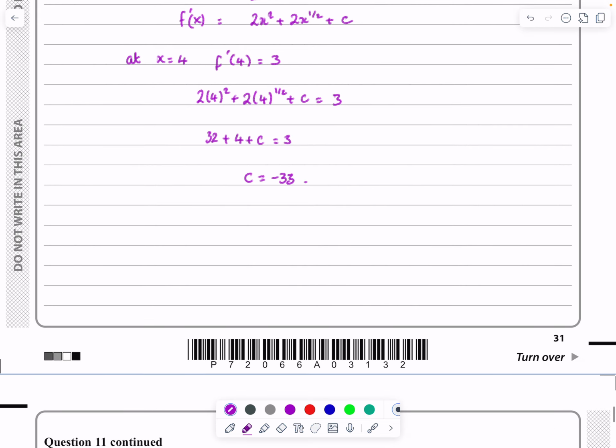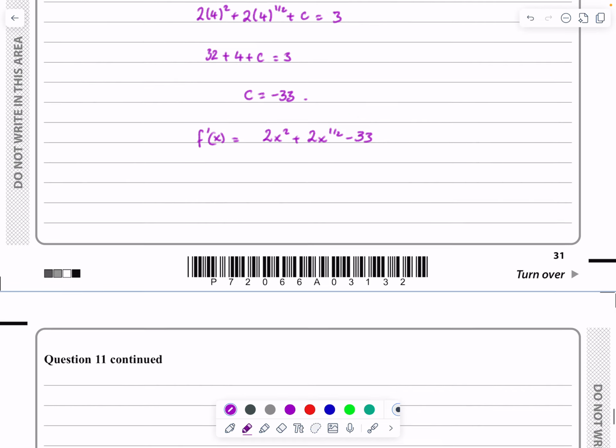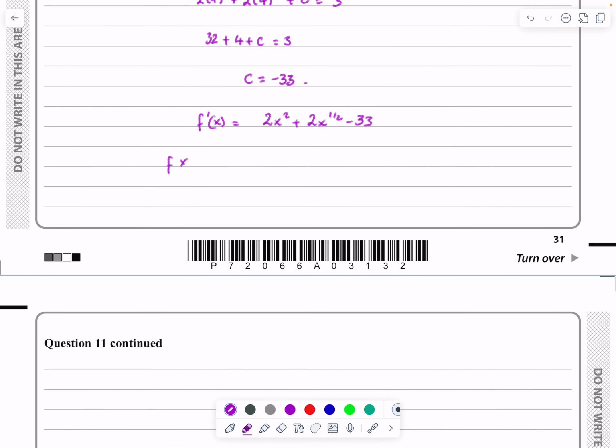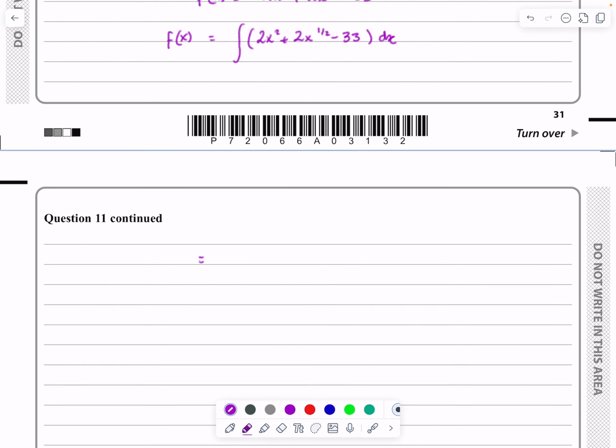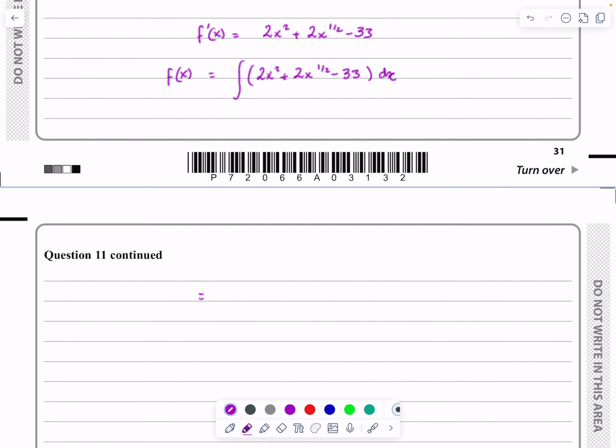So what that means is that f dash x is equal to 2x squared and 2x to the half, but also minus the 33 there. And now we just have to integrate again to be able to work out fx. So fx, which is what they're actually asking me for, is the integral of all of that. Nice and slowly, just hopefully not making any mistakes. Again, if I can impress the examiner, I will do so by putting the dx in there. So fx is equal to, add 1 onto the power divided by the new power, do that for all of them. So it's going to be 2x cubed over 3.